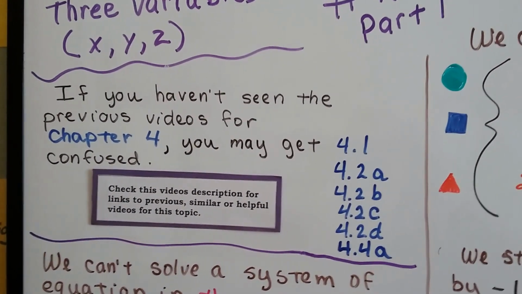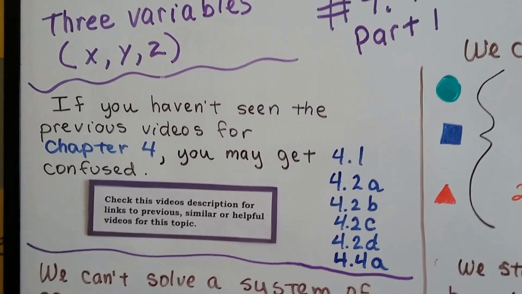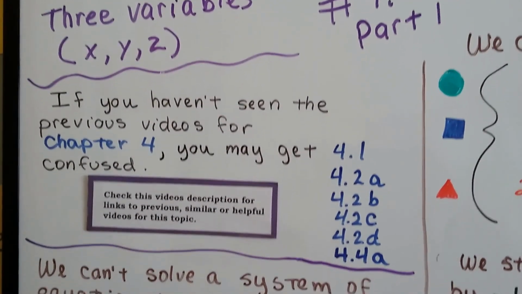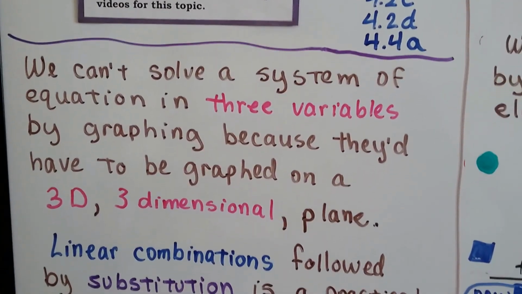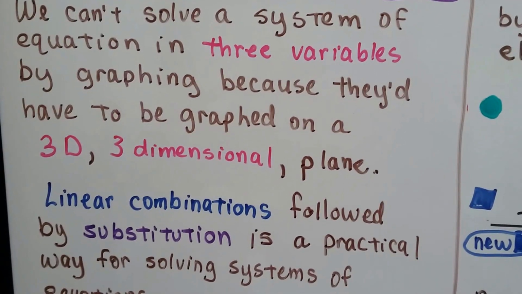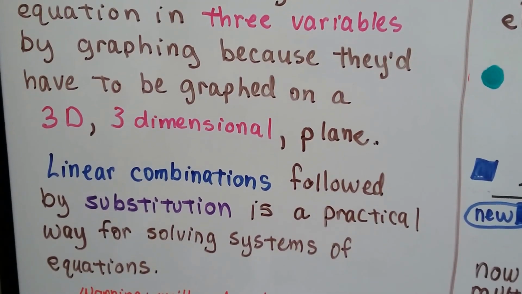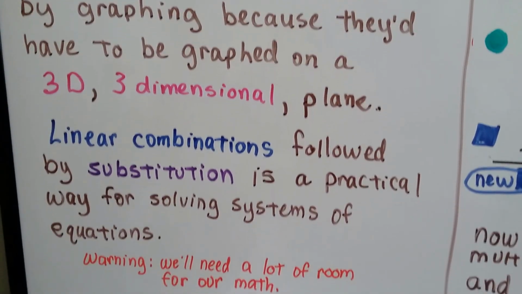We have 4.1 and 4.2a, b, c, and d, and 4.4a. They talk about a system in 2 equations. We can't solve a system of equations in 3 variables by graphing because they'd have to be graphed on a three-dimensional plane. And linear combinations followed by substitution is a practical way for solving the system of equations.